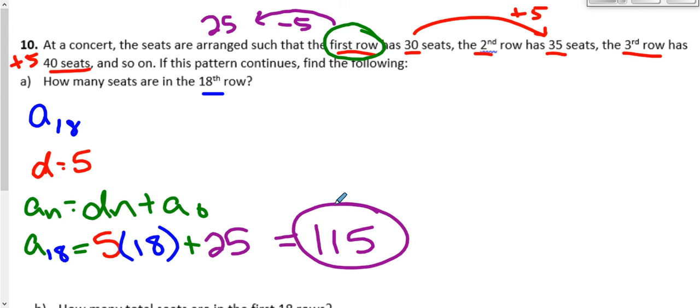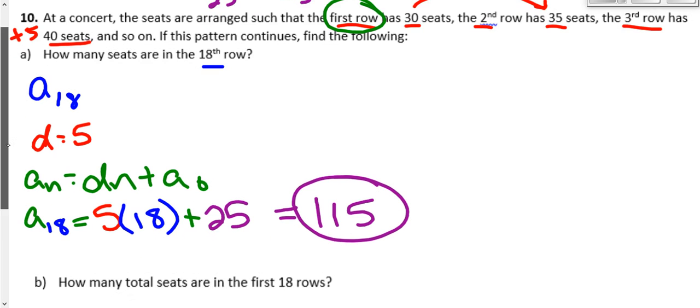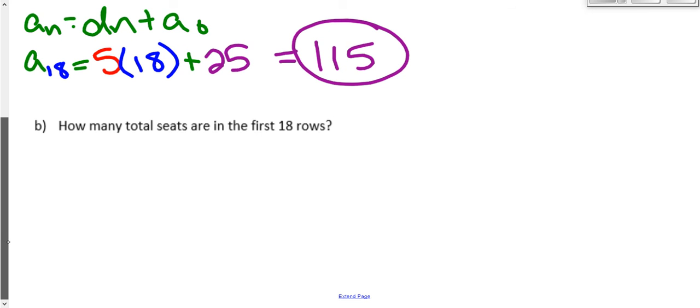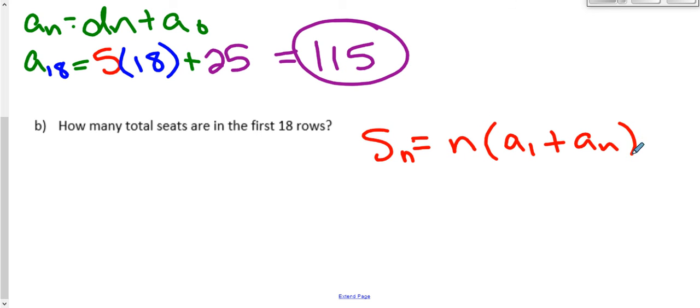115. Now all we have to do to finish up our problem is figure out how many seats are in the first 18 rows altogether. And again, that's going to be a sum. We already know this is arithmetic. We know how many seats are in the first row. We know how many are in the last row. So to find our sum, let's use the formula where we have the first row and the last row in the equation. So let's go ahead and plug in the information we know.